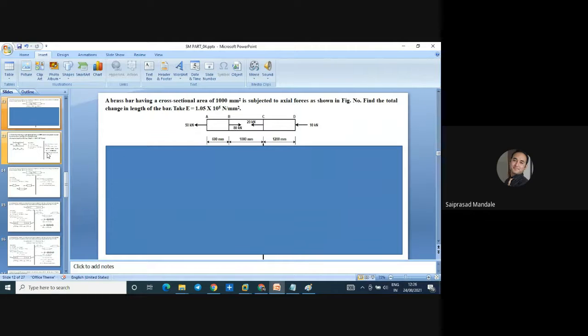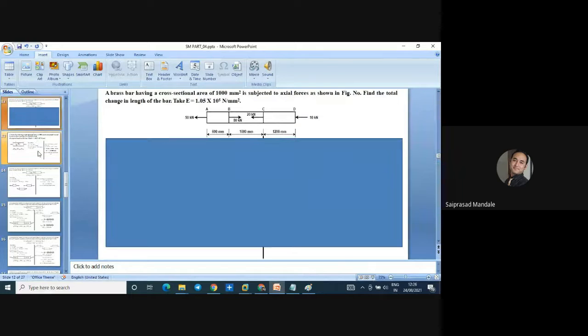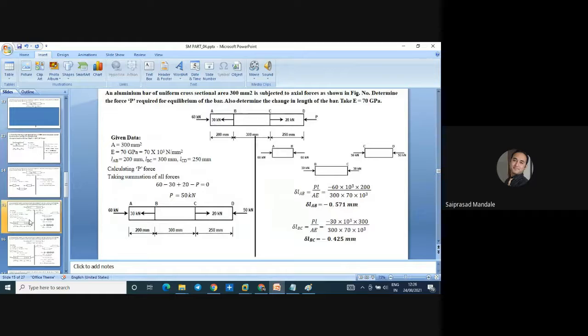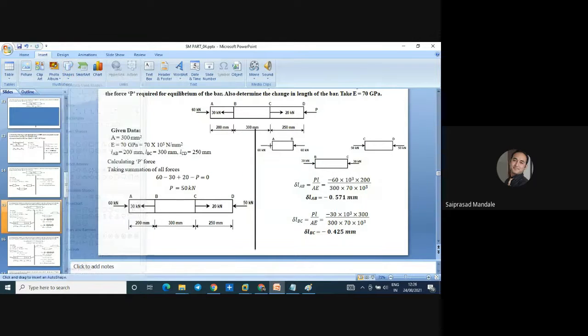Same numerical. Numerical number next. This is the same, no? 50 and 10, same numerical. 60 and 10, the same numericals. Okay, so I'm not going to do this. Let's, help me with the solution.